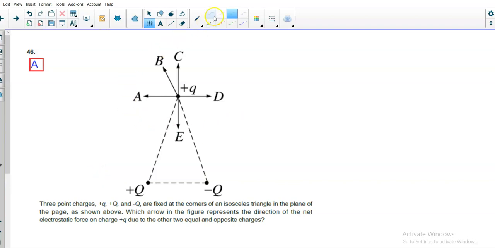Okay, so call this red, call this green. The red one is going to repel, so it's going to push that whole thing this way. The green is going to attract, so it's going to pull it this way with the same force. And since they're the same, and we add them as vectors, I'm going to go with D as my answer. It's going to go to the right.